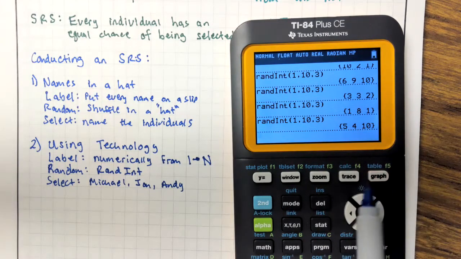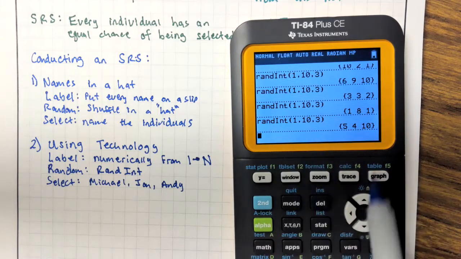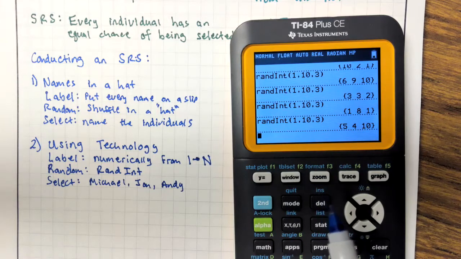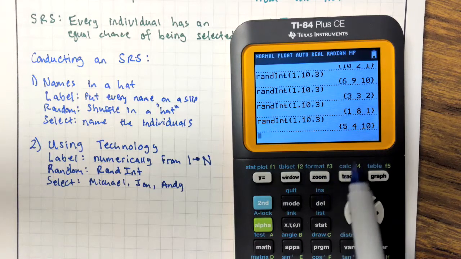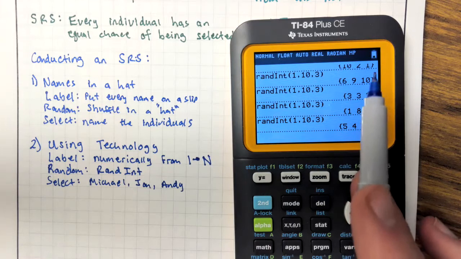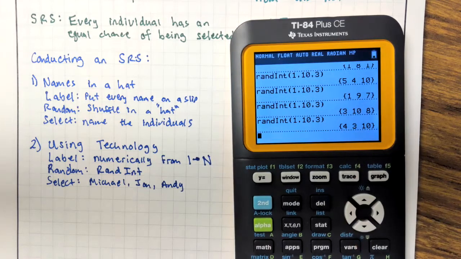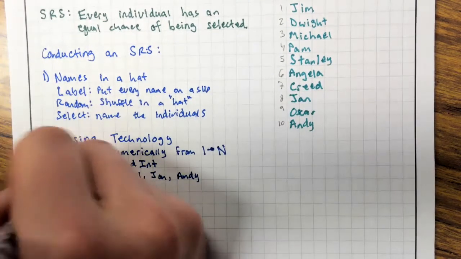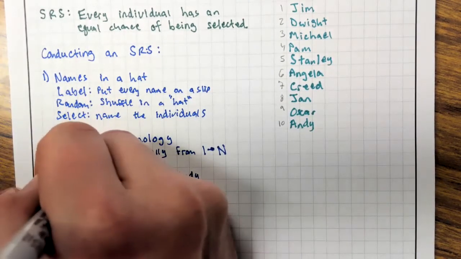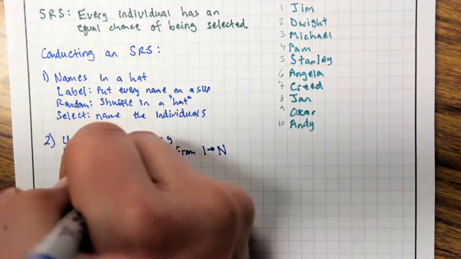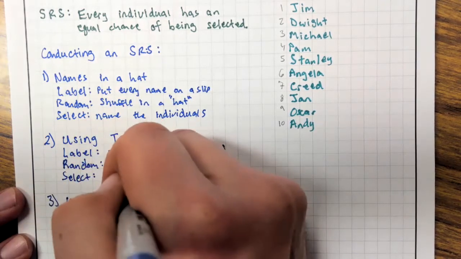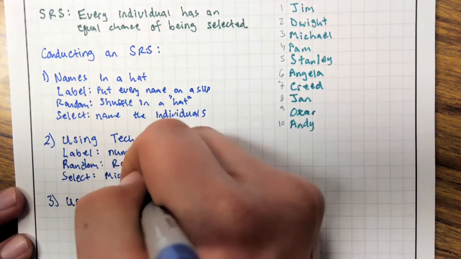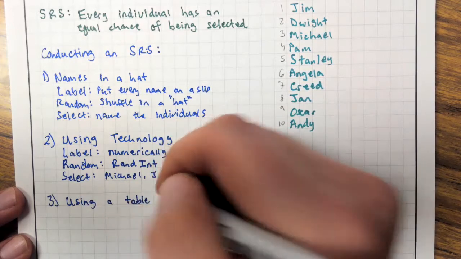And another issue with calculators is, somebody coded this random integer function into the calculator, and it relies on a seed number. So if we were doing this in class, we might all get the exact same results if I just kept on doing this. So there's a couple of issues with using technology, and that's why we have this awesome thing called a table of random digits.